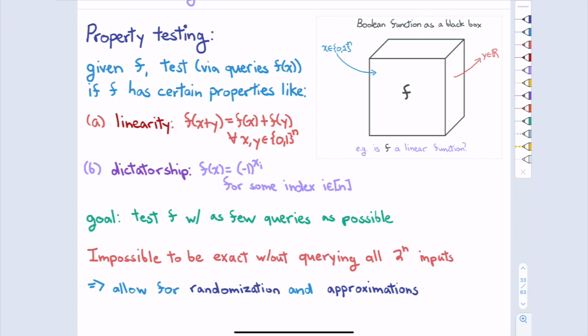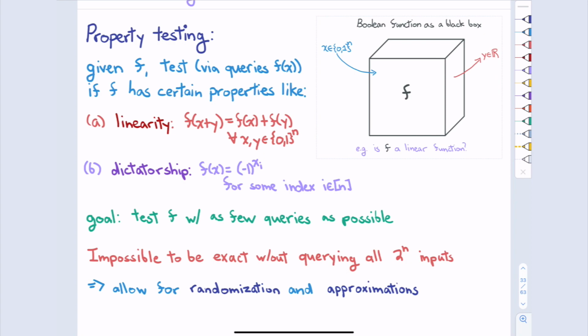So property testing. Given f, you want to test if f has certain properties. Testing, I guess, just the word test probably emphasizes two things. One is probably going to be random, and two, that we're not trying to query everything. We're just trying to poke a few holes and see if we can learn something about it.